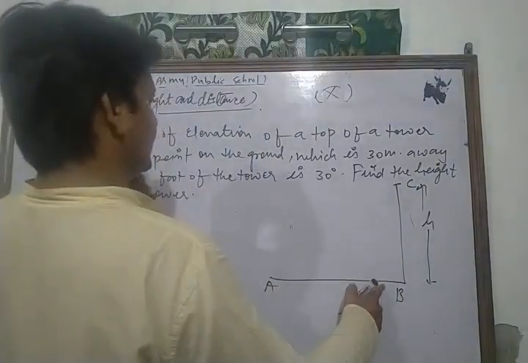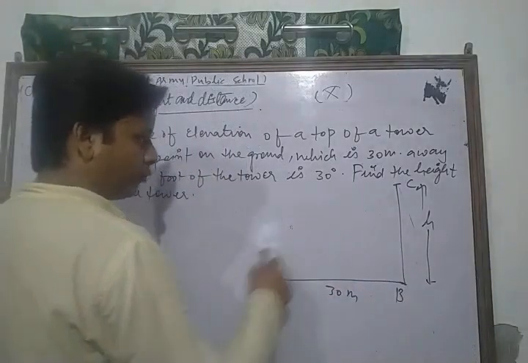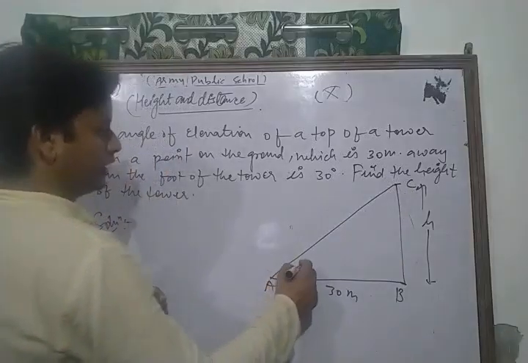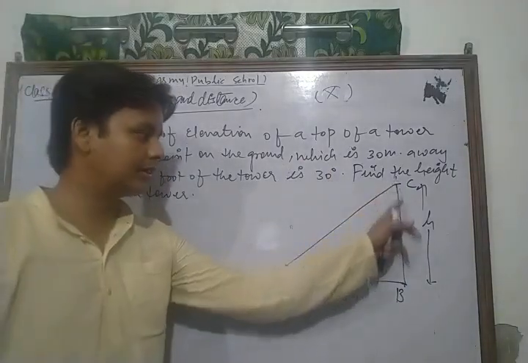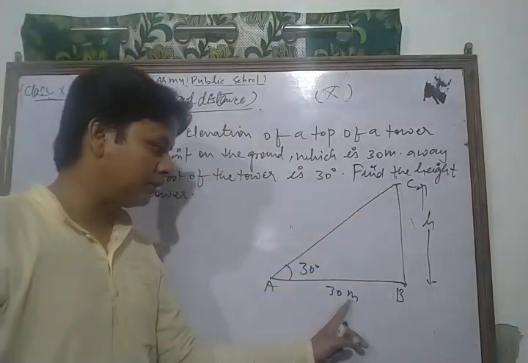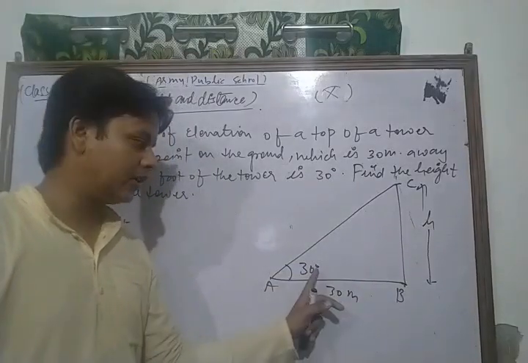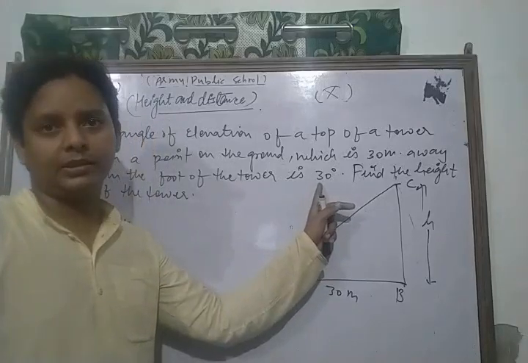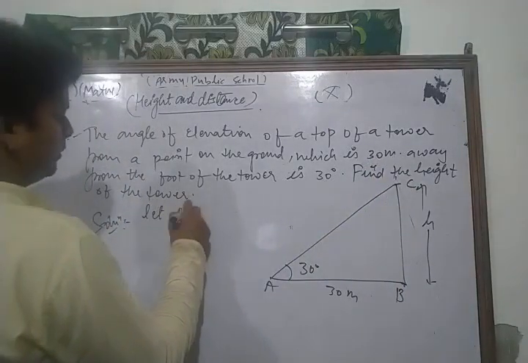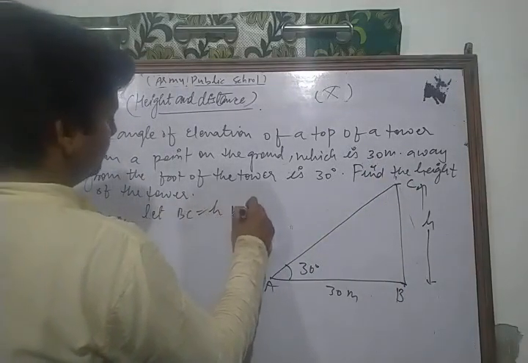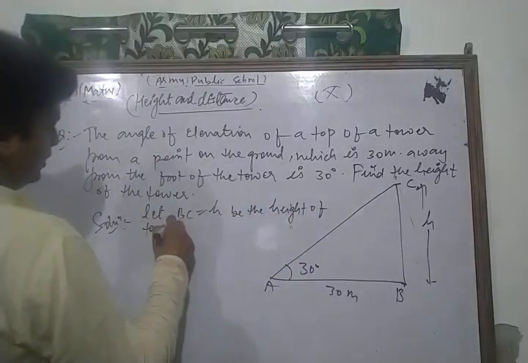Now this point A is 30 meter away from the foot of the tower. From that point, the angle of elevation is 30 degree. We find the height of the tower. So this is the height of the tower, and a point A which is 30 meter away from the foot of the tower, and the angle of elevation from that point is given as 30 degree. Now we find the height of the tower. So let BC is equal to h be the height of the tower.